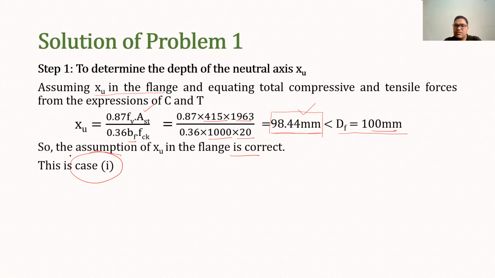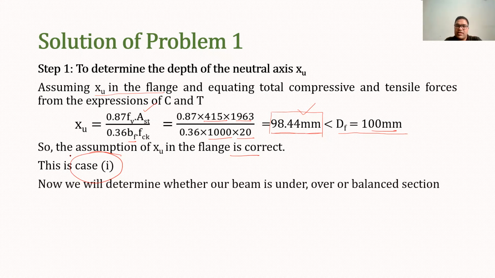So case 1 is when XU is lying in the DF. Now all the formulas of rectangular beam can be applied here. But before that, we have to check whether our section is under reinforced, over reinforced, or balanced section. We can check this only by comparing XU with XU max.